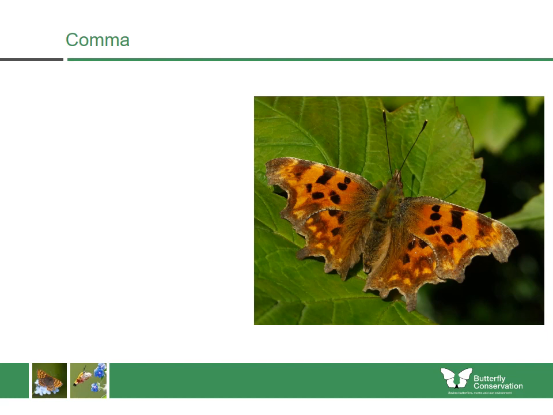Now we're on to the comma, and the comma is a fairly new arrival in Scotland, but it seems to be doing pretty well here now. It's spreading throughout much of the country. So it's distinctive by having a unique ragged outline to the wings, and the upper surfaces of the wings have this burnt orange appearance with black or brown speckles.